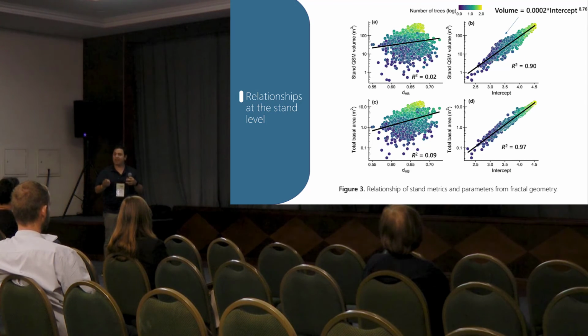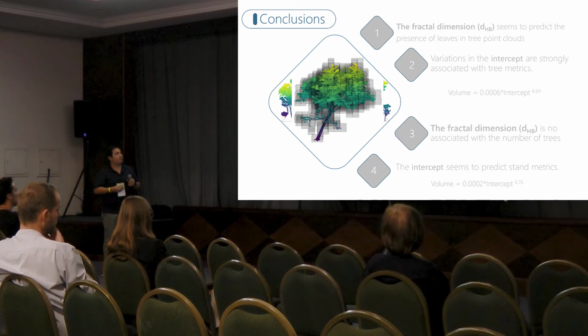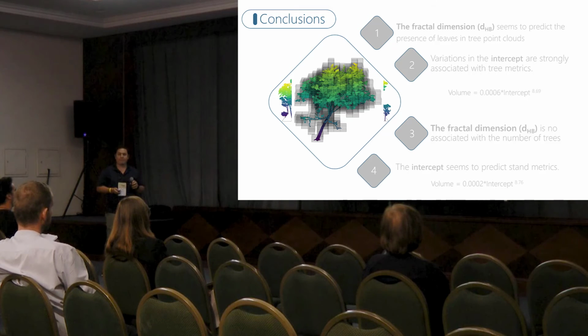We need to test that in real stands, but I think this is a good approach to estimate the volume of a stand based on fractals. So, some conclusions: the fractal dimension seems to predict the presence of trees in point clouds. Likewise, the variation in the intercept is strongly associated with stand metrics.